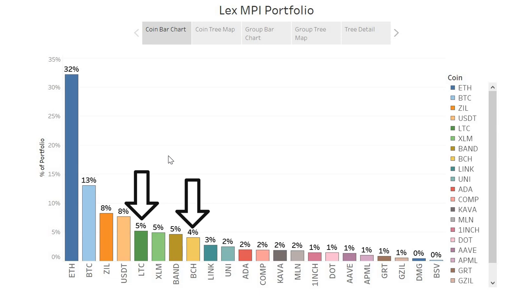So they currently hold quite a large percentage of my portfolio. They're 5, 5, and 4. So that's 14% of my portfolio in those 3 coins. Now XLM I want to exclude. XLM I think has use cases.